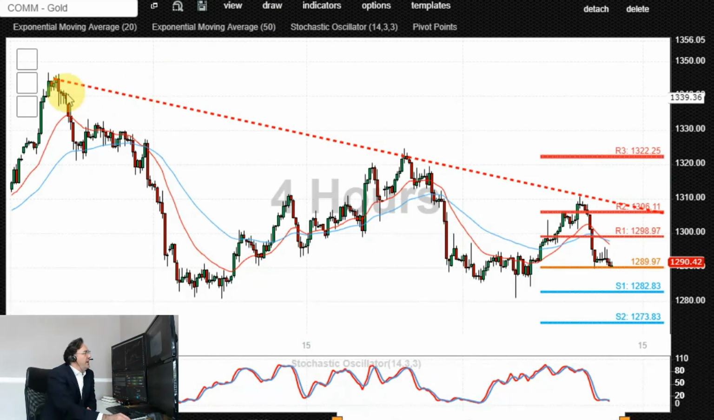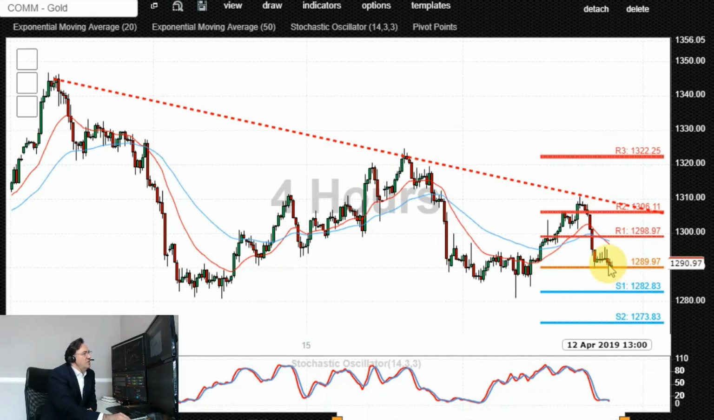Gold appears to be bearish at the moment, capped by this falling resistance trend line and 1306, 1310 resistance level. The price action was bearish over the past couple of days, and if this current support doesn't hold, and it held in the past at 1290, then bears would be in charge.